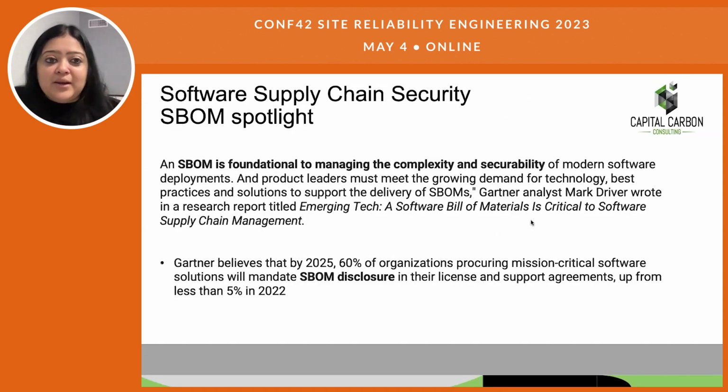Now, I would highlight SBOM as one of the core, foundational capabilities which will help you manage the complexity and securability of modern software deployment. Gartner believes that in 2025, 60% of the organizations procuring mission critical software solutions will mandate SBOM disclosure in the license and support agreement, up from less than 5% in 2022. It is essential to make it a measurable, tangible part of your delivery as you go along.